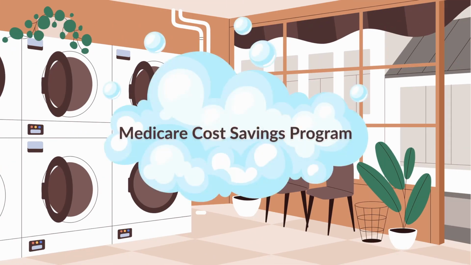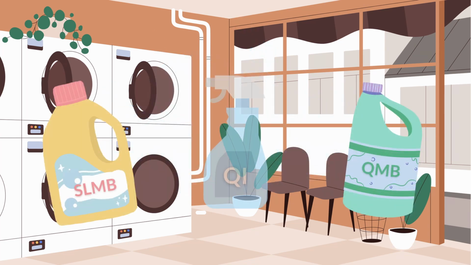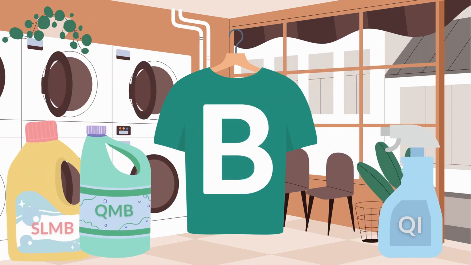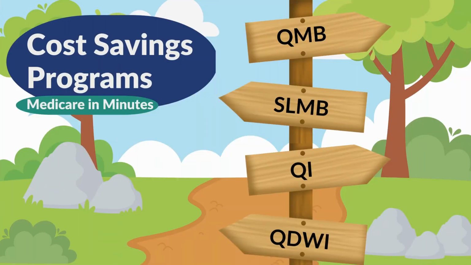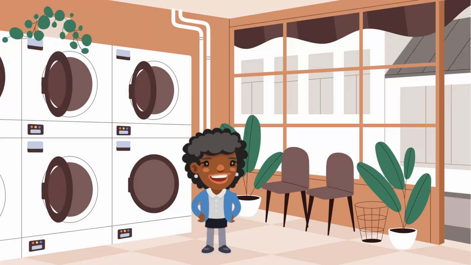Another way to avoid these penalties is enrollment in a Medicare cost savings program, such as QMB, SLMB, or QI. All three of these programs pay Part B premiums for the beneficiaries. Therefore, a late enrollment penalty is not applied. For more information on these and other Medicare assistance programs, check out our cost savings program video or our Part D extra help program video. Let's look at an example case.